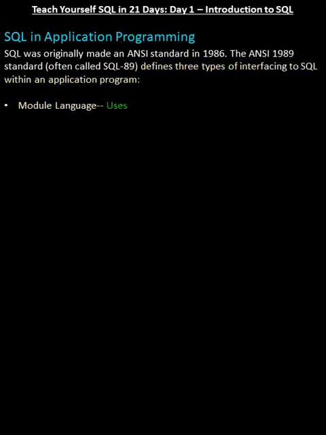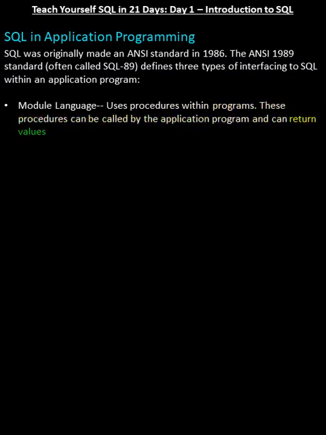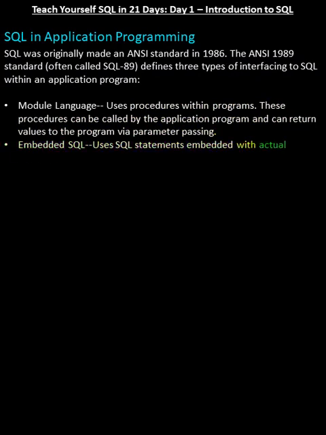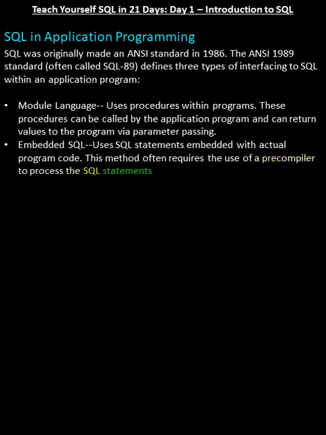SQL in application programming. SQL was originally made an ANSI standard in 1986. The ANSI 1989 standard, often called SQL 89, defines three types of interfacing to SQL within an application program. Module language uses procedures within programs. These procedures can be called by the application program and can return values to the program via parameter passing.